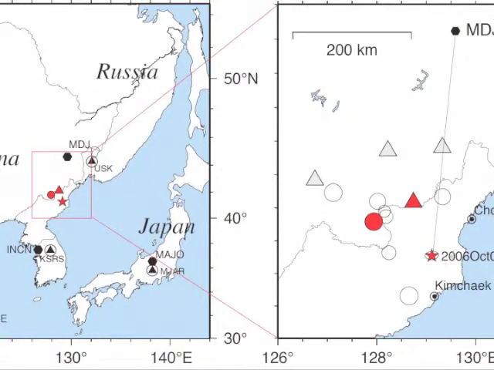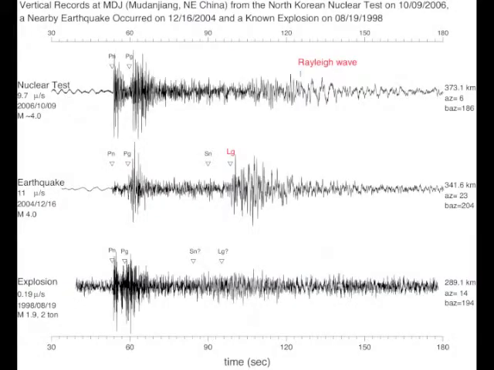Blow up on the right, as you see it here, shown also is the location of a number of earthquakes in circles. In the one in particular in red, I'll show you its data too, and in triangles, a number of very small 1-ton or 2-ton chemical explosions. So as an achievement in the year 2006, here you see the vertical records at Mudanjiang, China, of the small nuclear test, of a nearby earthquake, and of record at that same station of a 2-ton explosion.